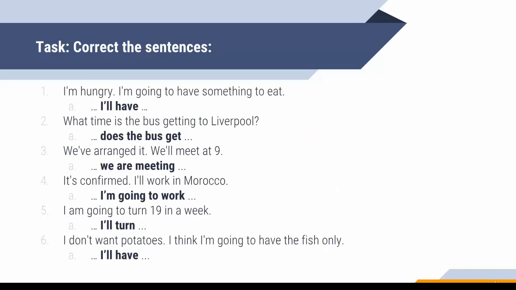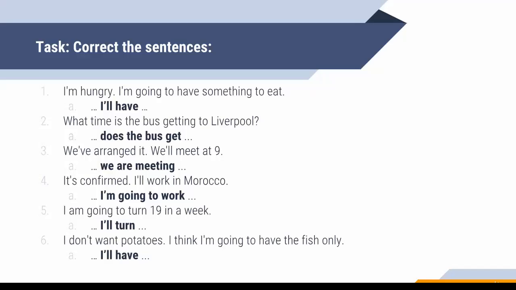Correct the sentences. I'm hungry. I'm going to have something to eat. I will have. Why? Because you're hungry at the moment, and your spontaneous decision is that you want to eat something. It's not a plan that you have thought over. So I will have. What time is the bus getting to Liverpool? Timetable, present simple. What time does the bus get?